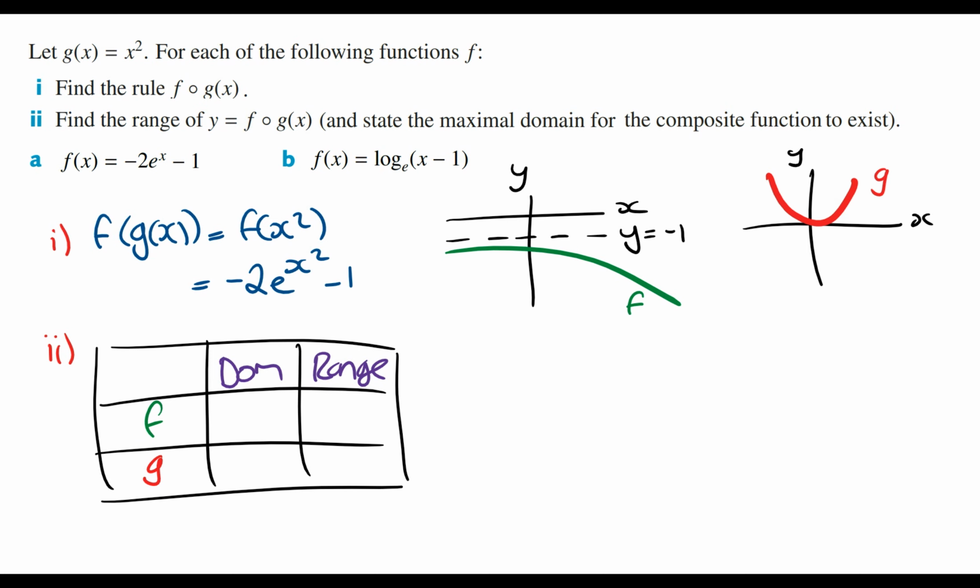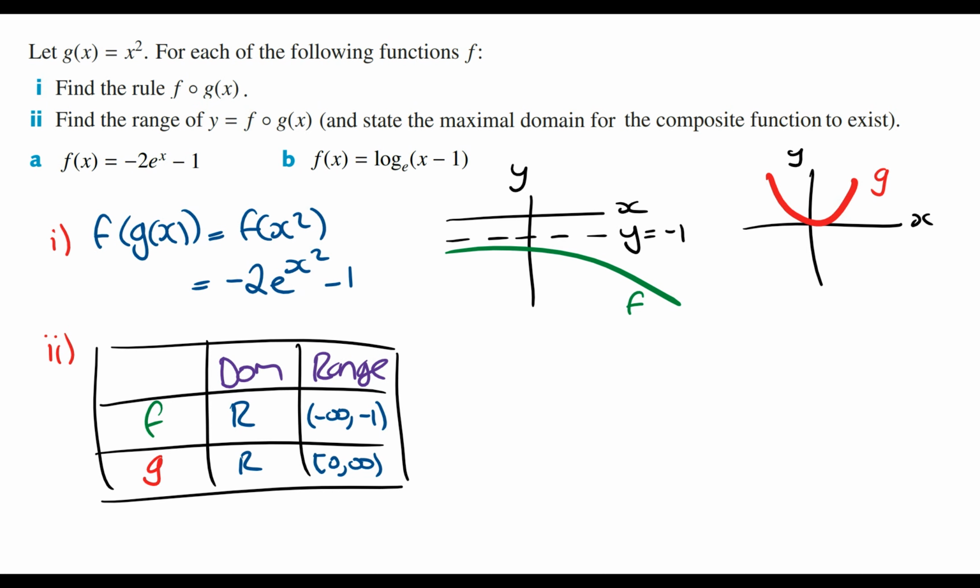Now we haven't been given any restrictions on the domains, and so we need to write the maximal domains of f of x and g of x. The domain of f of x is going to be all real numbers, and the range is going to be from minus infinity to minus 1. The domain of g of x is also going to be all real numbers, and its range is going to be from 0, where 0 is inclusive, to infinity.